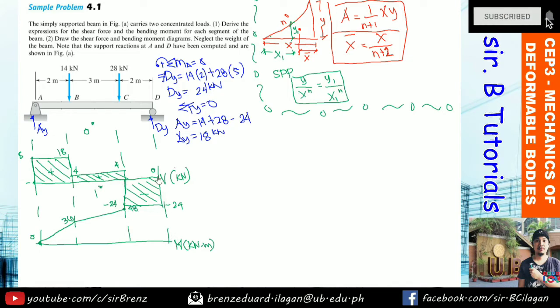And then last, ito. So, since nasa ilalim siya, i-subtract nyo. So, 48 minus the area of this, or minus 24 times 2. So, 48 minus 24 times 2, so that will be equals to 0. So, ito yung magiging shape ng iyong moment diagram. Okay? So, mas madali no, shear area method. Okay, so, itry natin i-solve din yung mga susunod na problem.